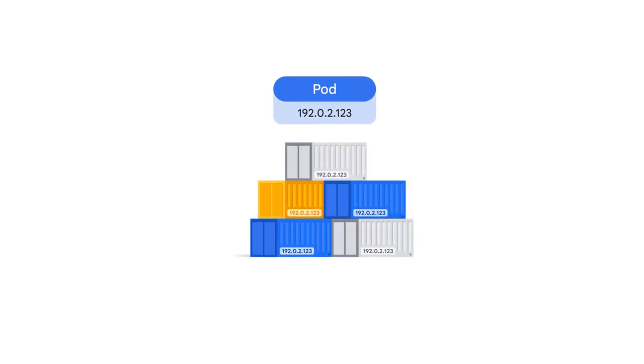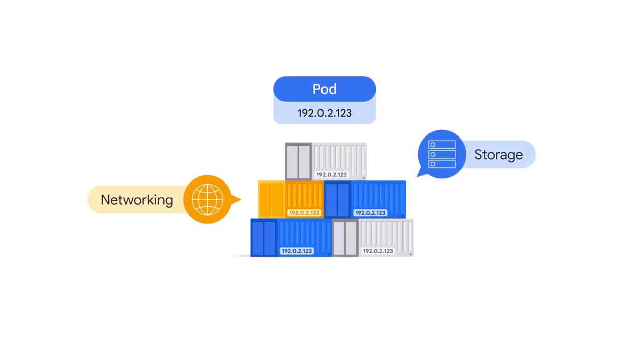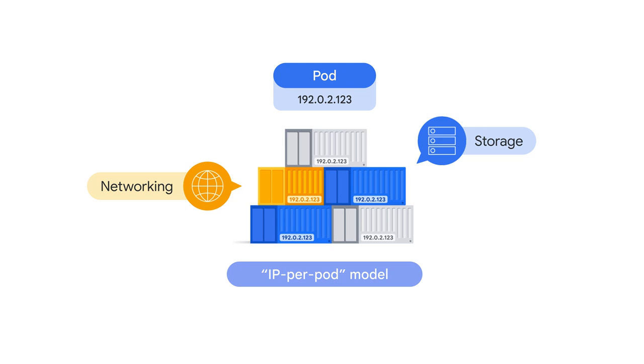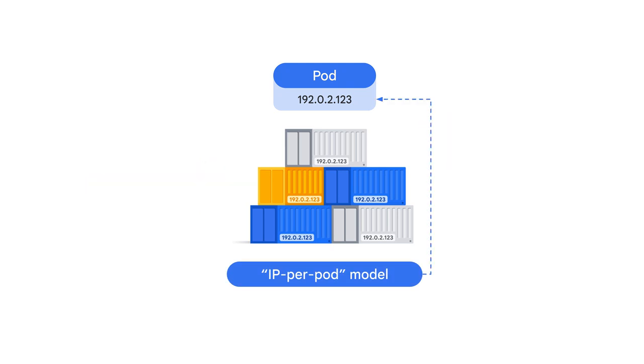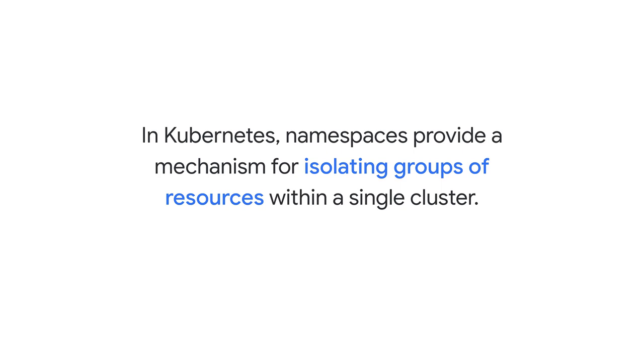A pod is a group of containers that share storage and networking. This is based on the IP per pod model of Kubernetes, where each pod is assigned a single IP address, and the containers within a pod share the same network namespace, including that IP address. In Kubernetes, namespaces provide a mechanism for isolating groups of resources within a single cluster.